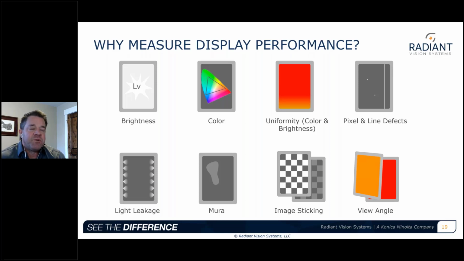In general, when we measure the display, either directly or projected, we're quantifying the same basic qualities. The most common are brightness, color, and also their uniformity. These need to be measured precisely to guide design improvements. Then we look for defects like dead pixels or lines, light leakage, non-uniform areas like mura. And we can also evaluate qualities like image sticking and the visual changes over view angle.